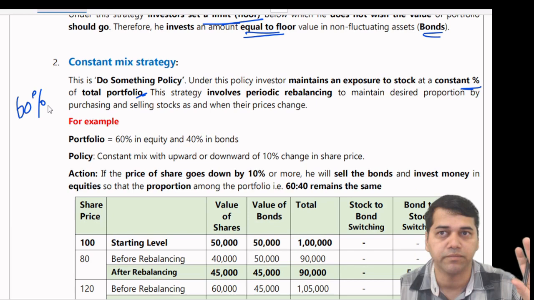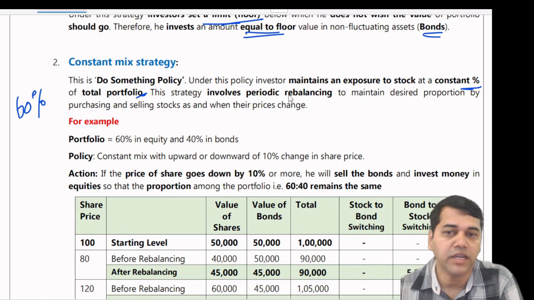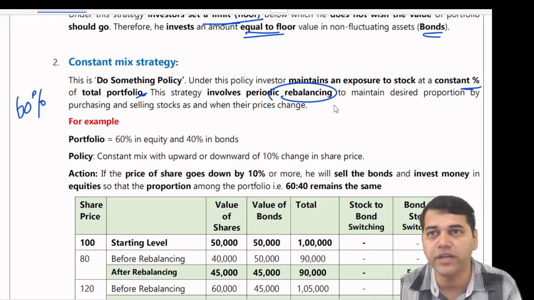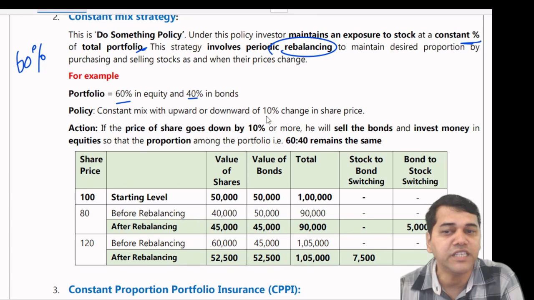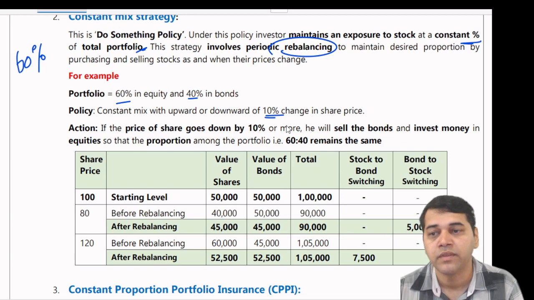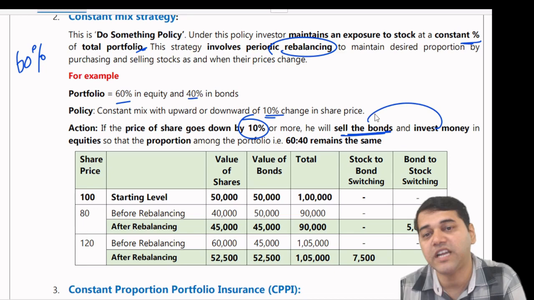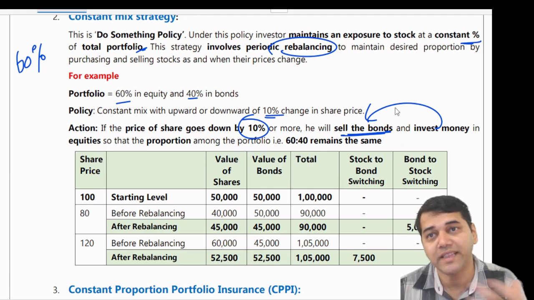Now one question comes: what if the share market falls? Then it involves rebalancing, so that you always maintain 60%, say every month. You just evaluate and rebalance. Say, for example, 60% equity, 40% bond. If any change happens of more than 10%, then you rebalance. If it doesn't happen, you don't rebalance. If the price goes down by 10%, you sell the bond and invest that money in the share market. If the share market goes up more than 10%, you sell the shares and put the money in the bond. It's more like a conservative approach.